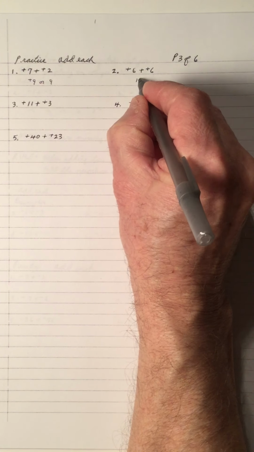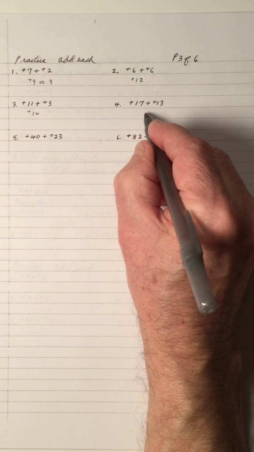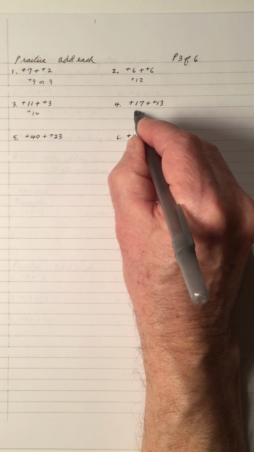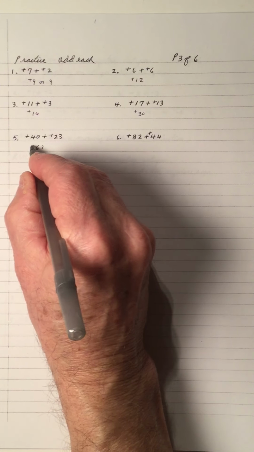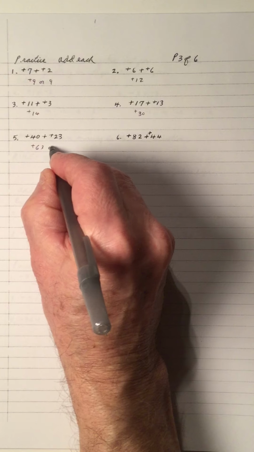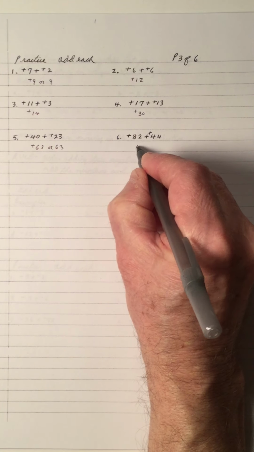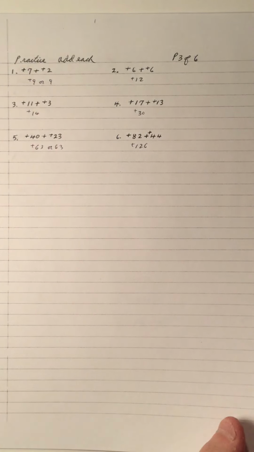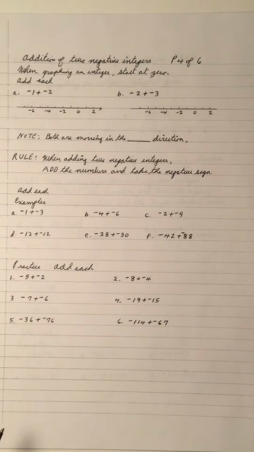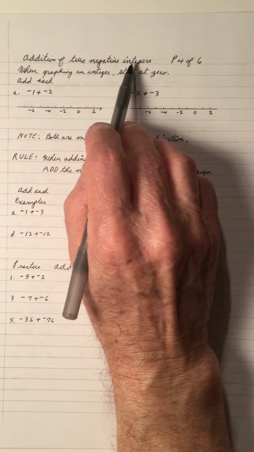6 and 6 is 12 positive. 14 positive. 30 positive when you add 17 and 13. And 63 positive, or 63, just a reminder. And this is 126 positive. So when you add two positives, you add up the numbers and take a positive. Okay, what about adding two negative numbers?